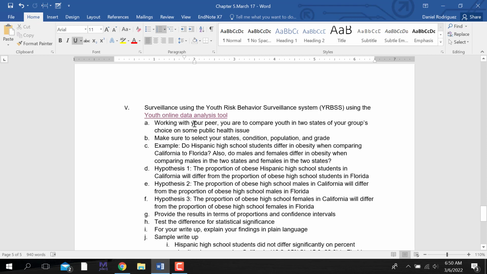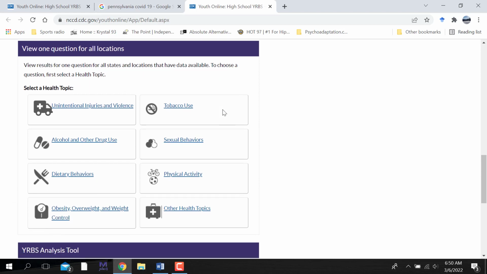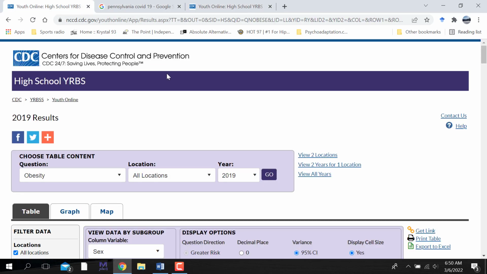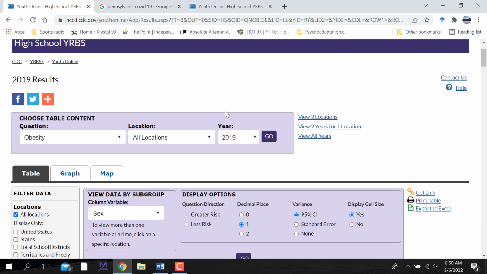So the first thing I'm going to have you do is go to this data set, the Youth Online Data Analysis Tool. Click here, and it'll take you to this website. You'll want to go down to this area right here and click whatever you want to use. I'm going to use the example of obesity and overweight. So I click that, and this page comes up. You can choose any year you want. I chose 2019 because that's the most recent data set available.